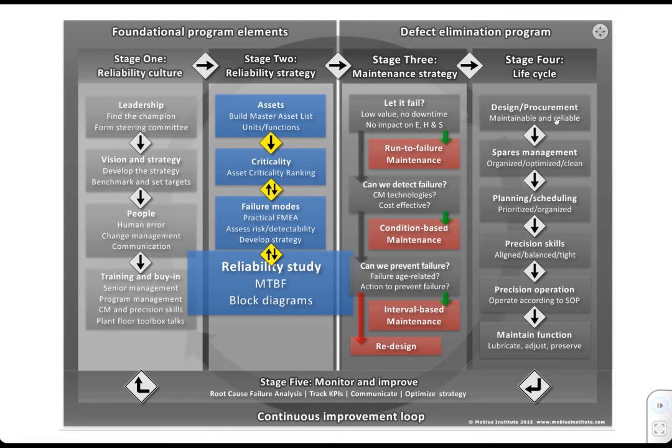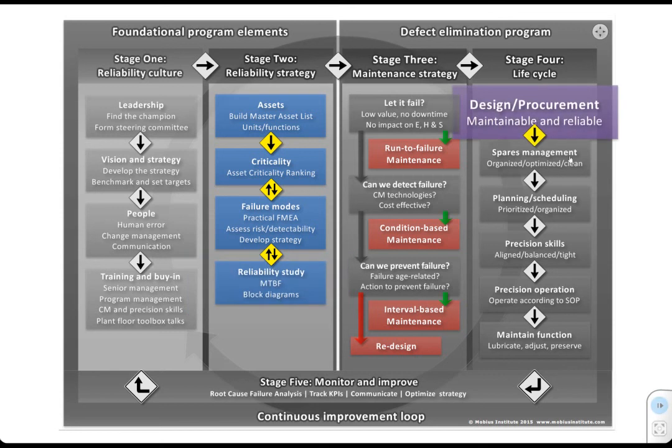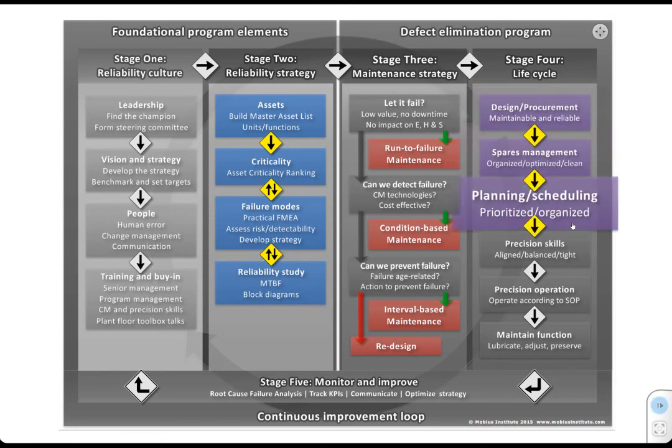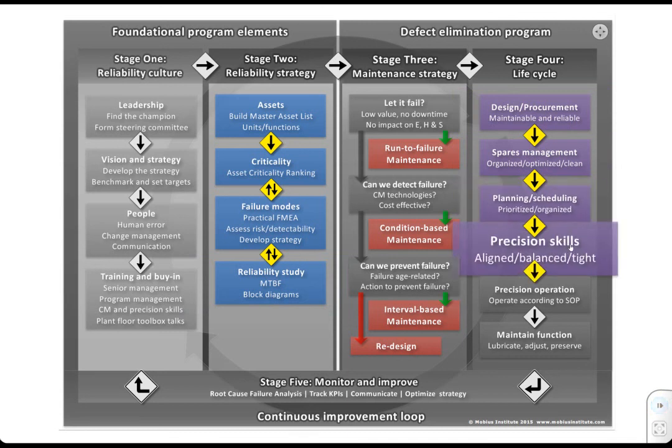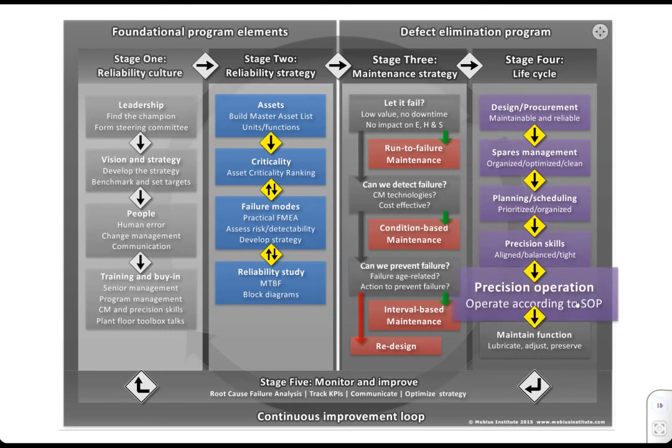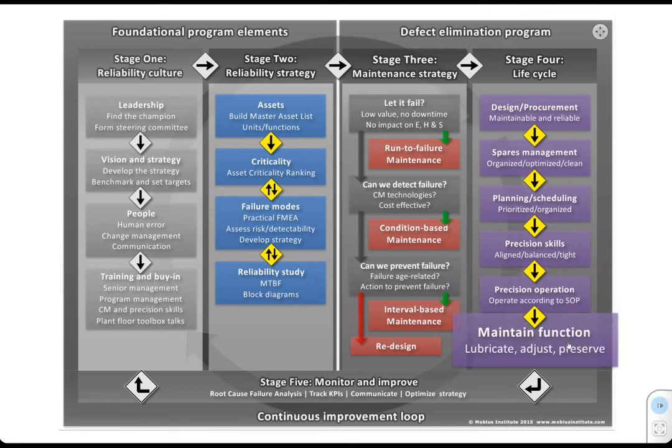But we can also step back and say, remember the design and procurement comments I made, and how we manage spares, and the planning and scheduling or work management process, the precision skills that we need to do all of our work, whether it's rotating machinery or anything else, doing that work properly the first time, and the way we operate the equipment and following standard operating procedures, and the maintenance work, remember the lubrication and making the necessary adjustments and preserving the function of the equipment. Because all of this is about defect elimination. It's eliminating the root causes of failure that extend the life cycle of the equipment.